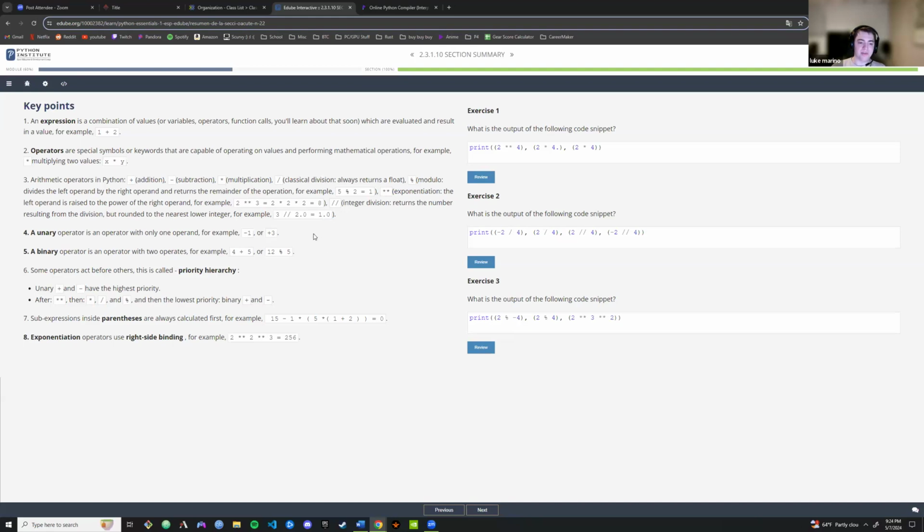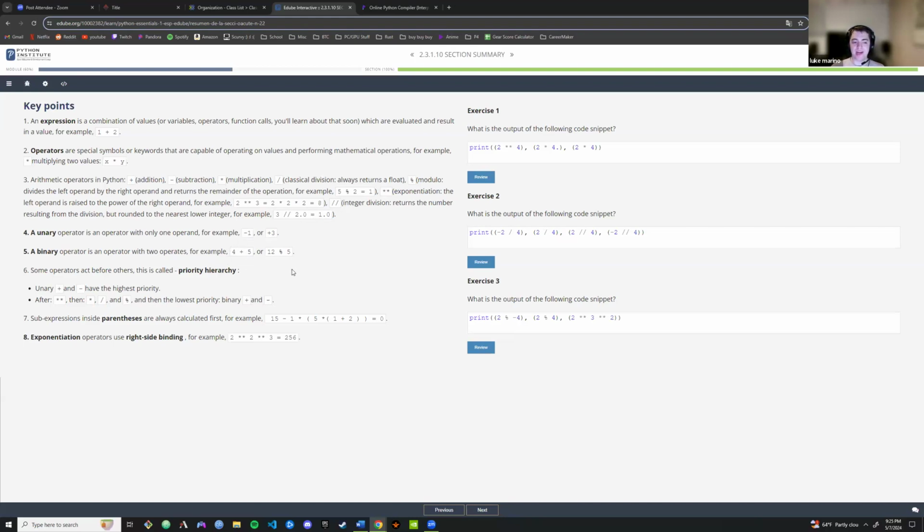A unary operator is an operator with only one operand. So for example, it's -1 or +3. There's no division, no subtraction, no multiplication. It's just this. That's what a unary operator is. Unary just means one. A binary operator is an operator with two operands. So 4 plus 5 or 4 times 5, -1 plus 3, -1 minus 3. That's a binary operator.